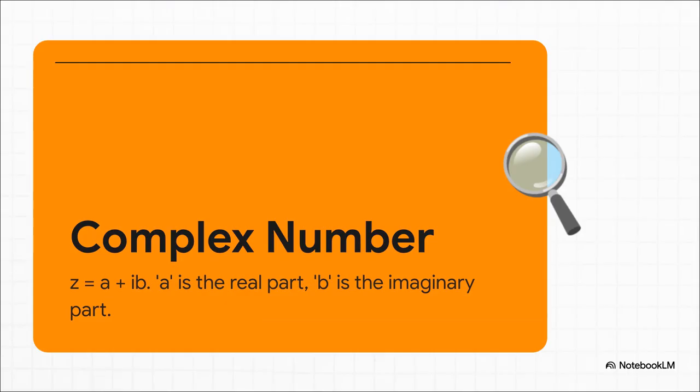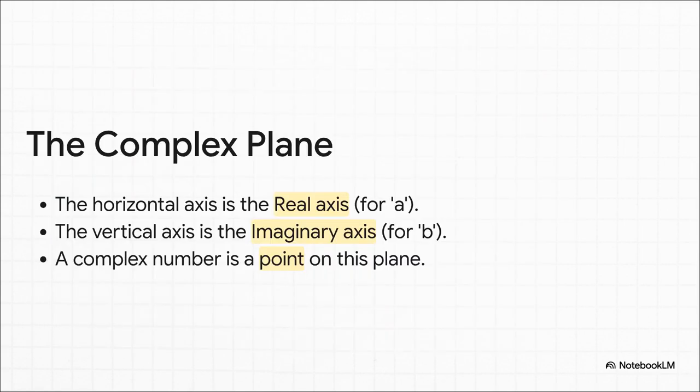So at its heart, a complex number, which we write as z equals a plus ib, is really just a pair of normal, everyday real numbers. We call a the real part and b the imaginary part. And that little i? For right now, just think of it as a kind of label that keeps a and b separate.